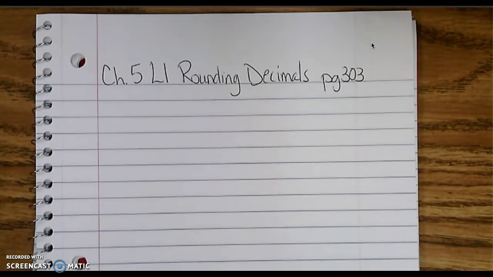So rounding decimals is very similar to rounding a whole number. You just have to be careful when it tells you which place value to round to, that you are choosing the correct place value.